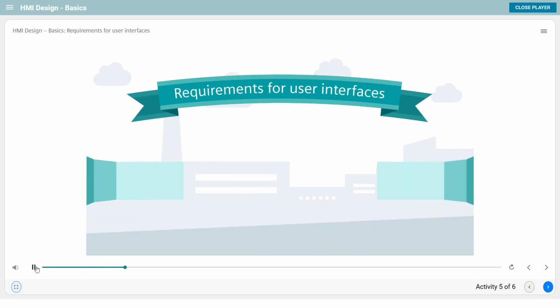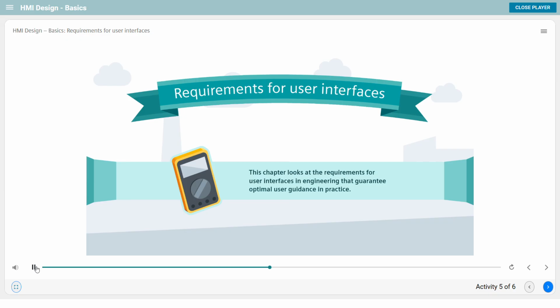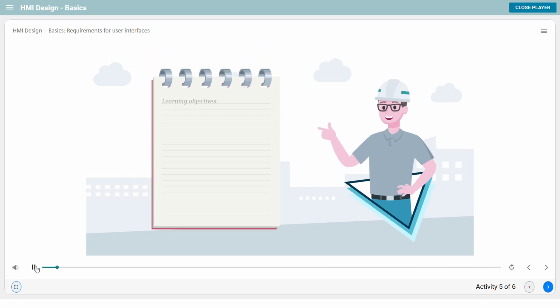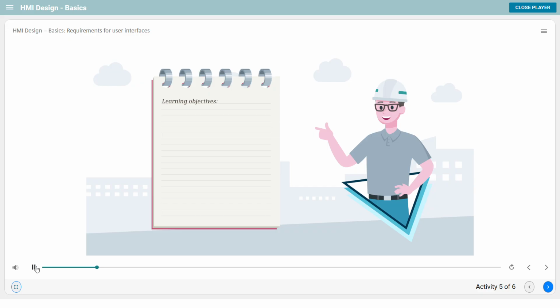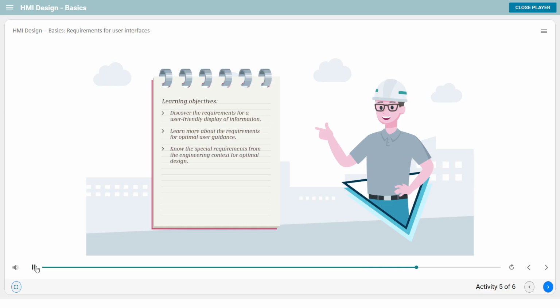Today's chapter focuses on user interface requirements in engineering that guarantee optimal user guidance in practice. Building on the core aspects of the previous chapters, you'll now learn more about the 3 essential requirements for a good functional design. These requirements are extremely important, given users have different areas of application and systems are constantly evolving. These aspects relate to the targeted display of information, optimal operation and user guidance, and of course, the context of engineering itself, which must be given special attention during development. Let's get started.